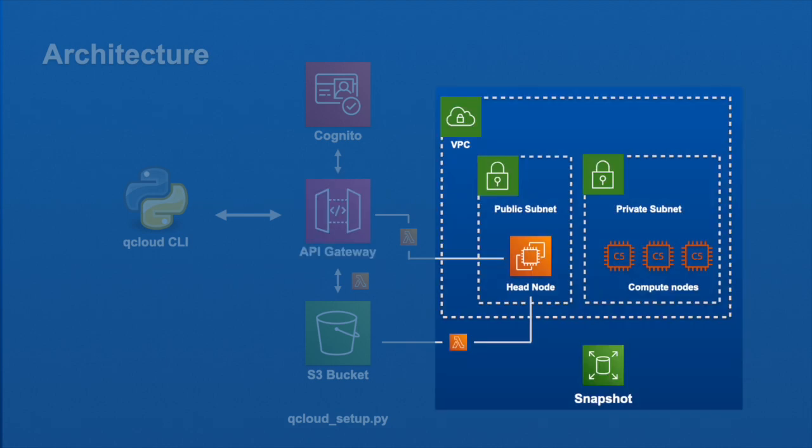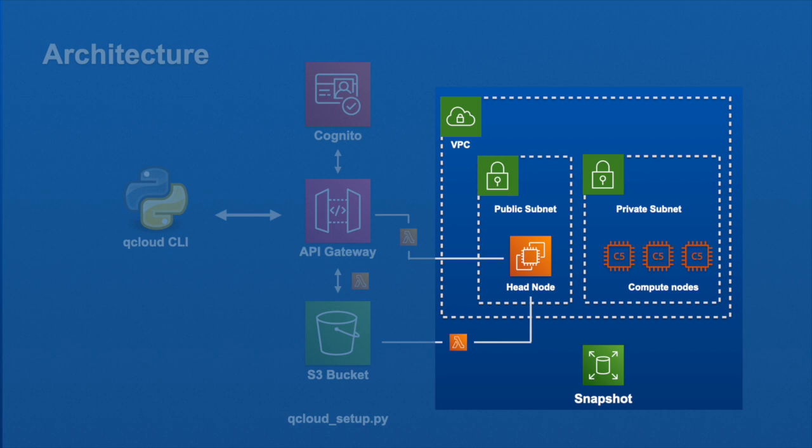The third and final stack is the compute cluster itself. Q-Cloud automatically sets up a virtual private cloud, or VPC, to host the cluster. Within this VPC, two subnets are created: a public subnet that only contains the head node, and a private subnet that will contain the compute instances.